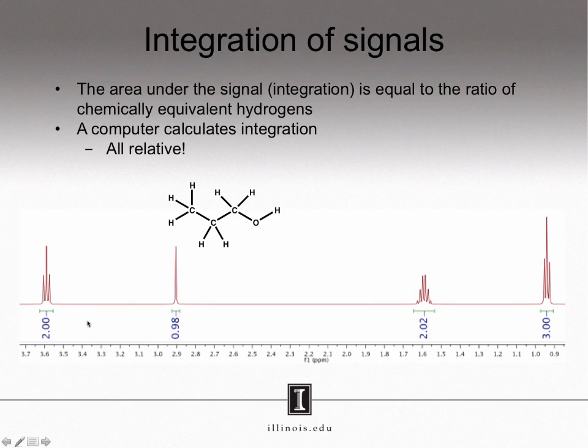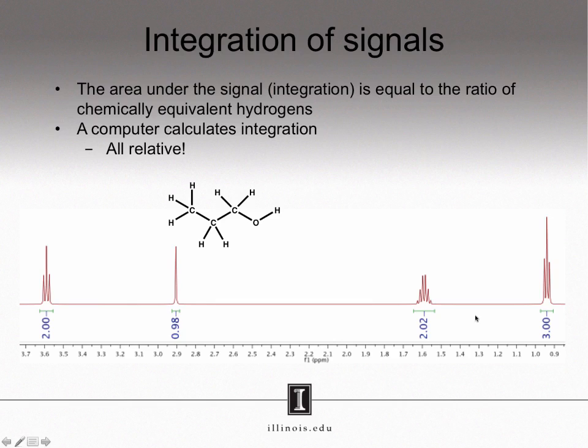What the computer does not know is exactly how many protons are present in each signal. All it can give us is the ratio between all these signals. For example, these signals could instead be 4, 2, 4, 6, or 6, 3, 6, 9. The computer would not be able to distinguish that. For this course, you can assume that the integration signals you see are accurate as is, unless the question states otherwise.